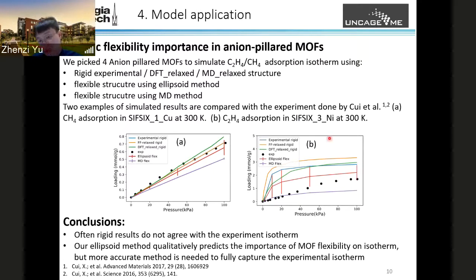For figure B, all the rigid predictions, shown as black dots in the figure, are actually very far from the experimental observation. Our flexible predictions from the ellipsoid method and MD methods are closer to the experimental data, but there is still a little bit of deviation, which means that probably a more accurate method should be used to fully capture the experimental isotherms.